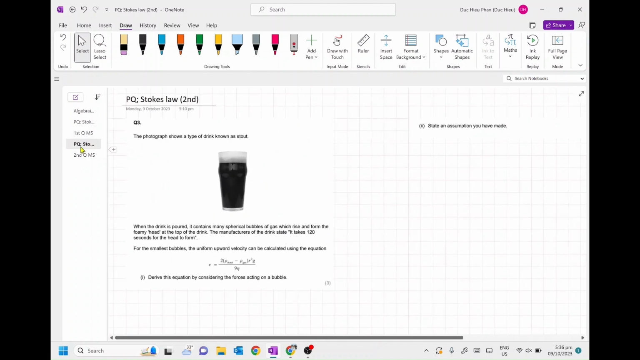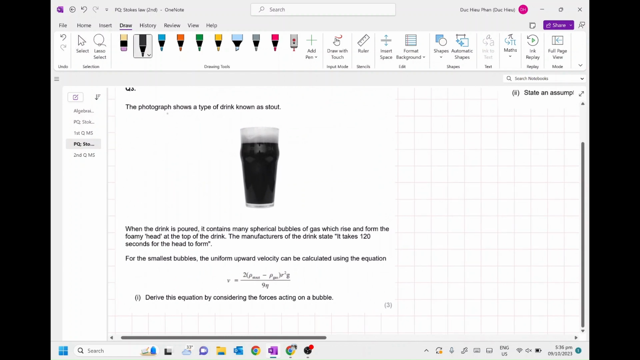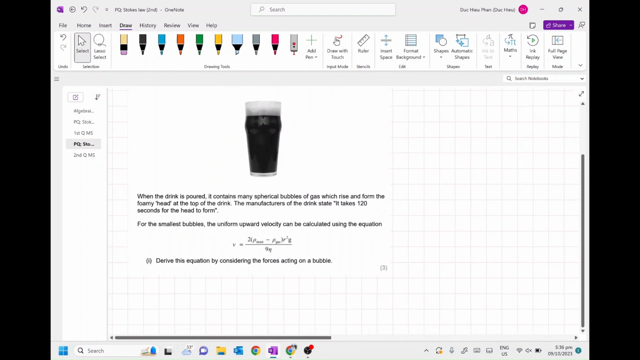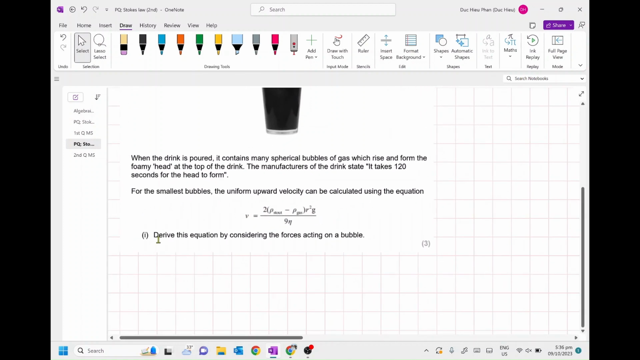So we're moving on to the second set of questions, and let's analyze this. Okay, so a photograph shows a type of drink known as stout. When the drink is poured, it contains many spherical bubbles of gas, which rise and form the foamy head at the top of the drink. The manufacturer of the drink states it takes 120 seconds for the head to form. For the smallest bubbles, the uniform upward velocity can be calculated using the equation. And here's the equation. Derive this equation by considering the forces acting on the bubble.